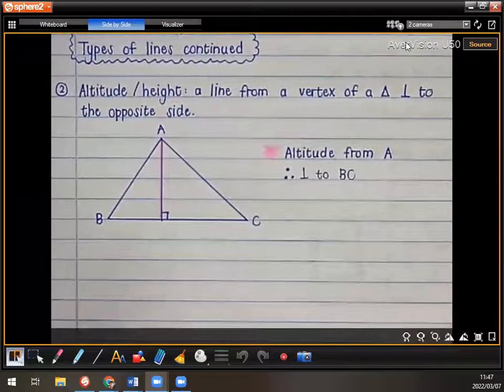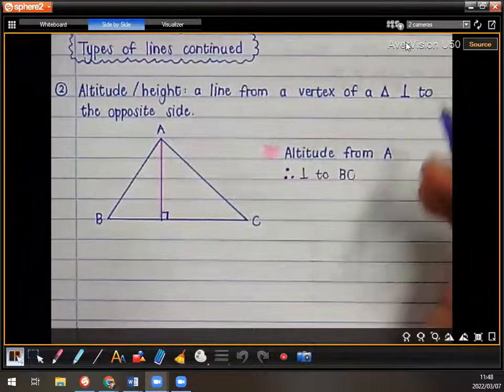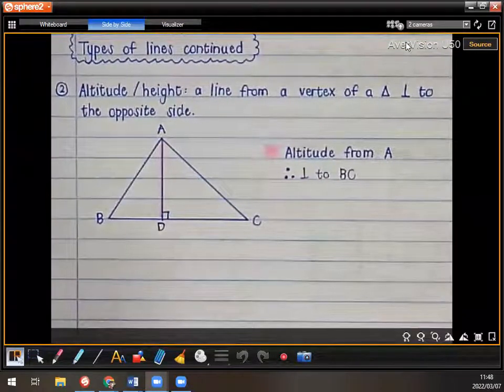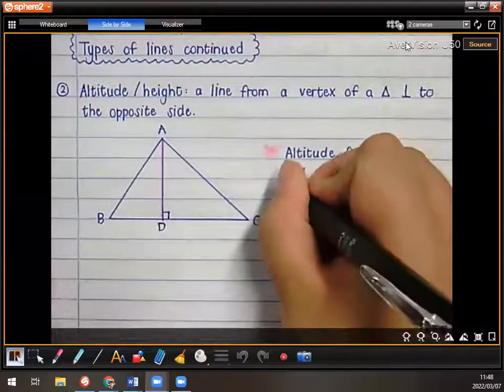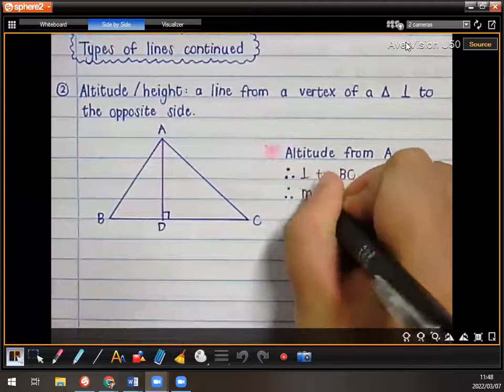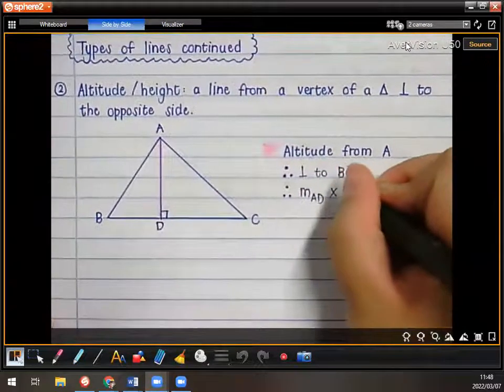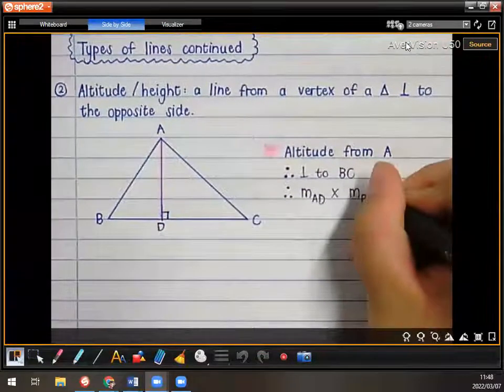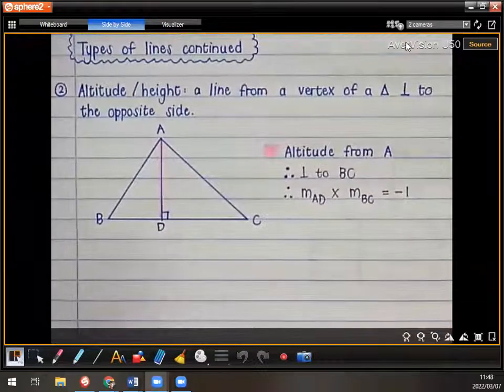Now, guys, what do we know about lines that are perpendicular? I mentioned this the other day. Something about the gradient. Yes, the product of the two gradients is negative one. All right, so let's just call this AD. Just put in a D at that point at the bottom, because it doesn't have a name at the moment, since it wasn't drawn in on the original triangle. So therefore, we know that the gradient of AD, which is the altitude, multiplied by the gradient of BC, which is the side this line is perpendicular to, is going to be equal to negative 1.